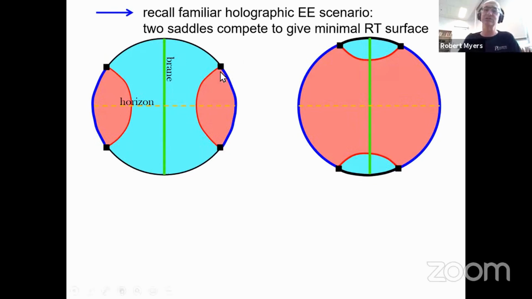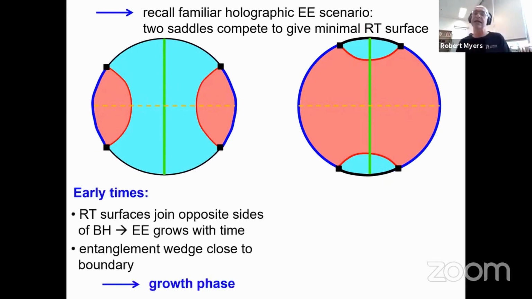These are now cartoons for me sticking a brane in the space, but I'm also in this coordinate system where there's a dashed line across the middle. That turns out to be the horizon of my black hole. What we find, if you look at this in all detail, is that at early times, this disconnected phase dominates. Here the RT surfaces, or the Ryu-Takayanagi surfaces, stretch across the horizon. As time evolves, they stretch out and the entanglement entropy grows. And so this describes the growth phase.